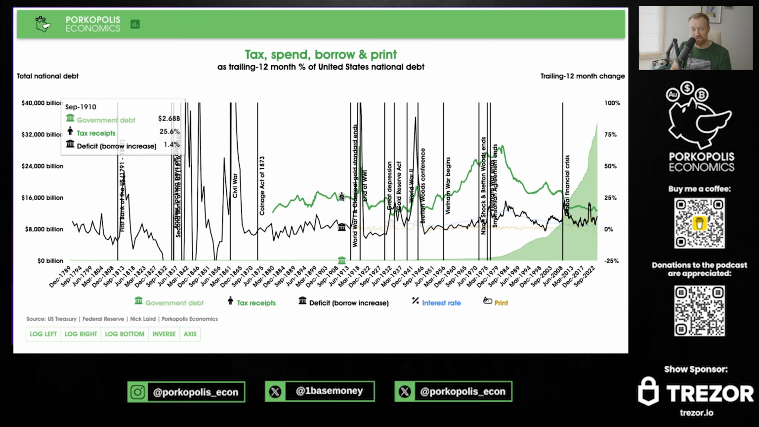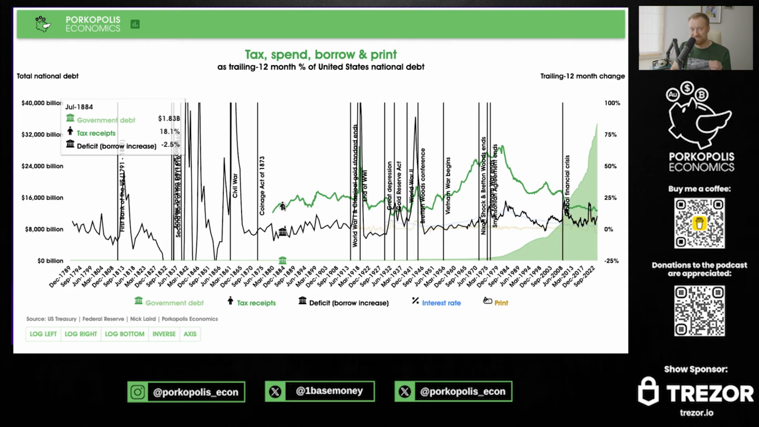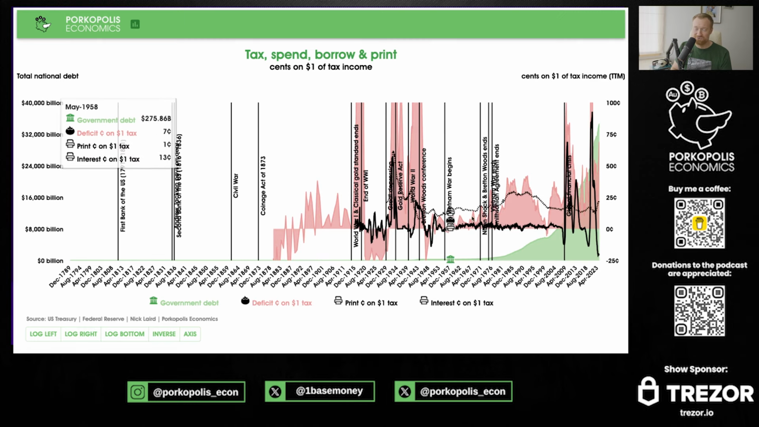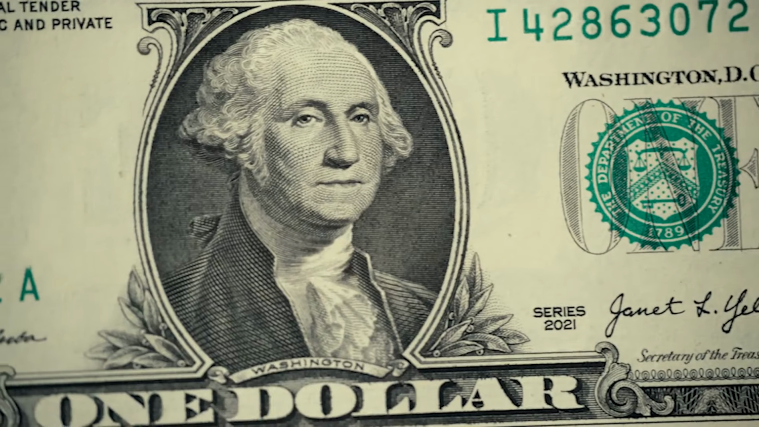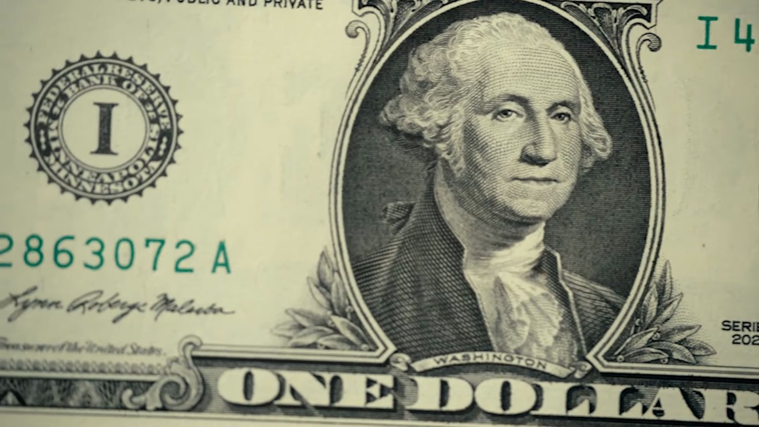Okay, so from this chart, all I can say is see prior videos for more detail on this. A lot of numbers. These are trailing 12-month percentages of the national debt to see how things shake out. Then we looked at this chart, which I believe puts it much better in perspective, looking at the deficit, the print, and the interest as a percentage of $1 of tax revenue, or cents on the dollar. For every dollar you receive in taxes, or the federal government receives in taxes from the populace, how much is the deficit, how much is the money print, how much is the interest rate at any one time.